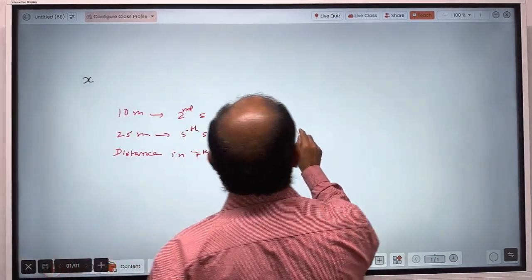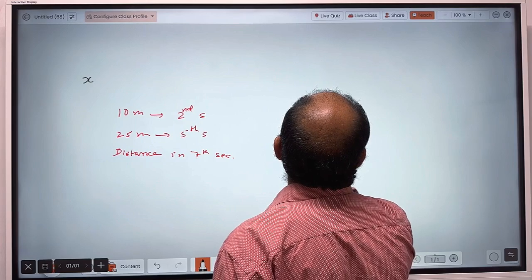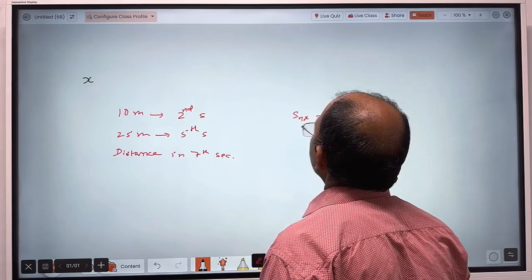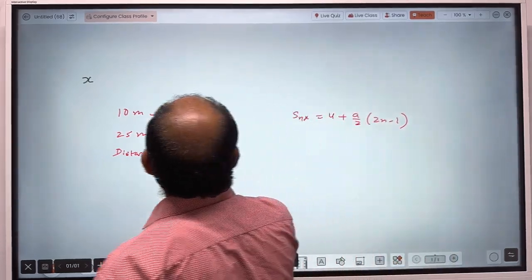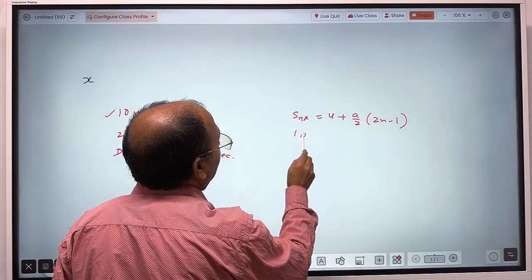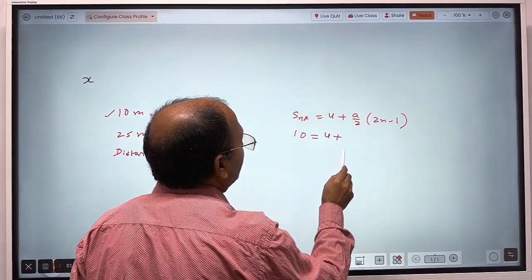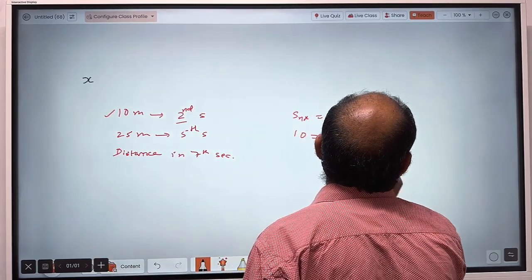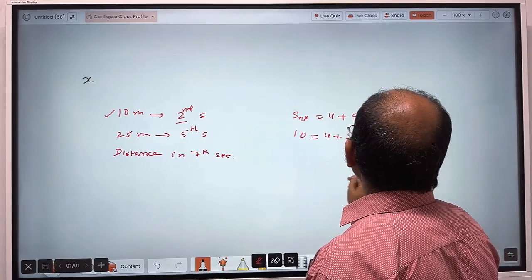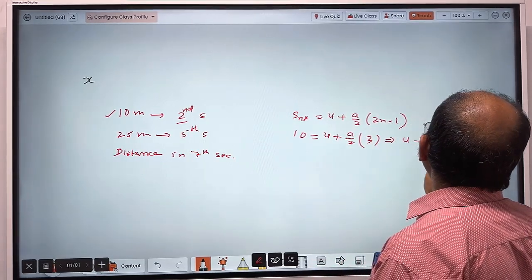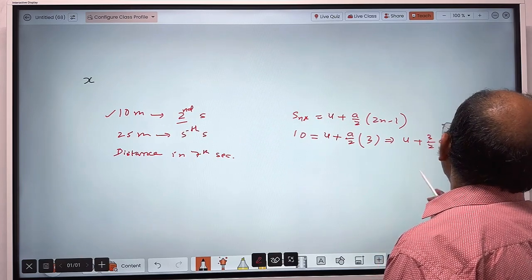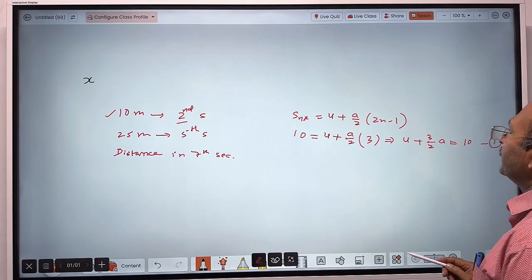So if you remember, distance traveled in nth second, S nth, is given as u plus a by 2 into (2n minus 1). So here in 2nd second, the distance is 10, so we can write 10 equals u plus a by 2, and here n is 2, so this will become 3. So you can say that u plus 3 by 2 a equals 10. Suppose this is equation number 1.